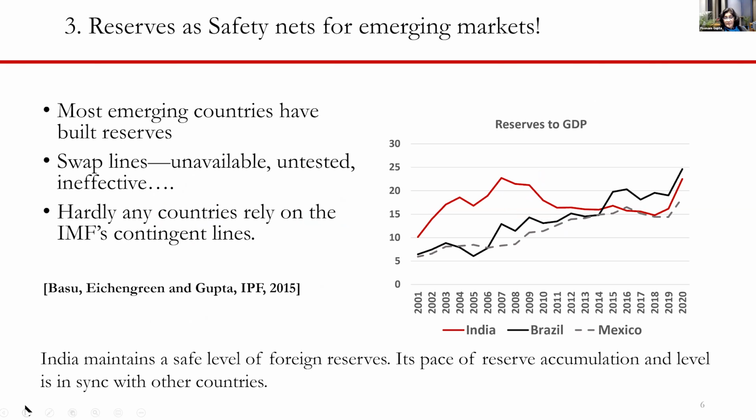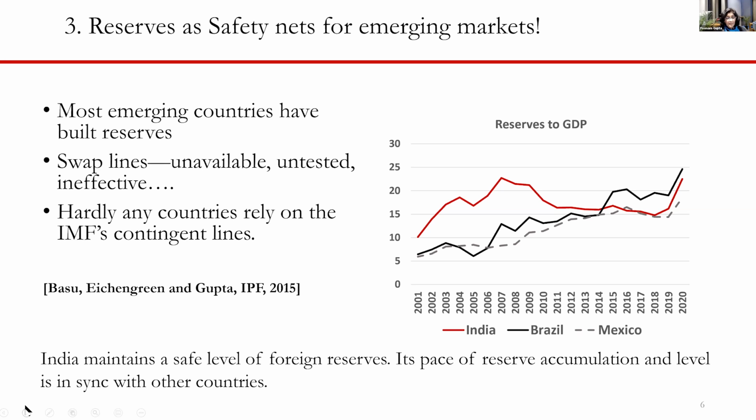Overall, there are very few safety nets that emerging markets have to insulate themselves from these bouts of surges and stops, and from these exchange rate appreciations and sharp depreciations. We actually looked at it in another paper, which we presented at the IPF in 2015, and we discussed this issue in some detail. The other safety nets that one may think about, such as the swap lines, are mostly unavailable, untested, and ineffective. And we do present some analysis in that paper.